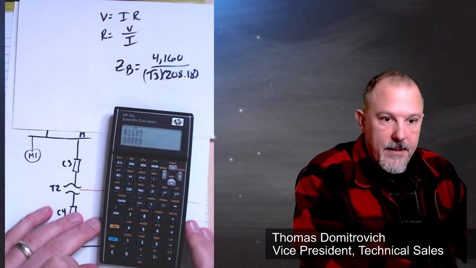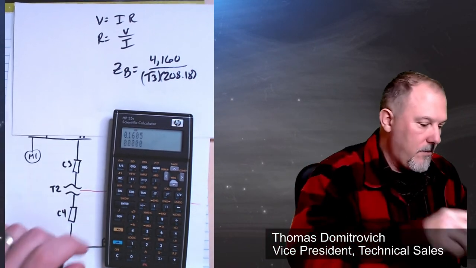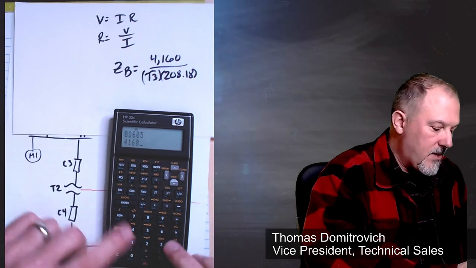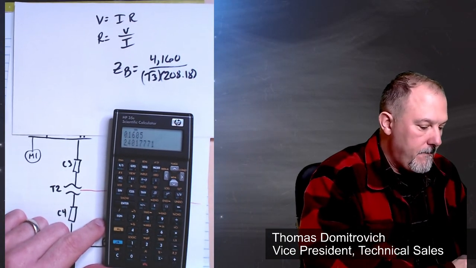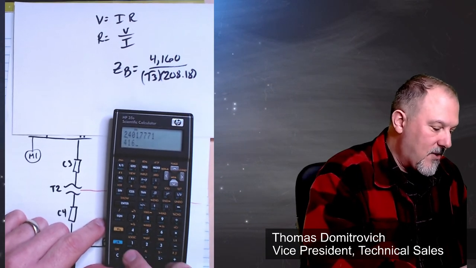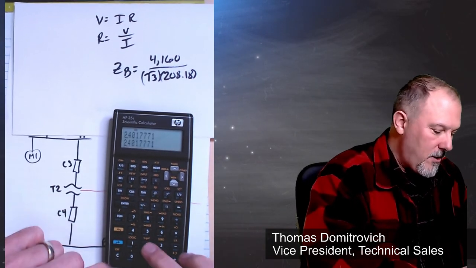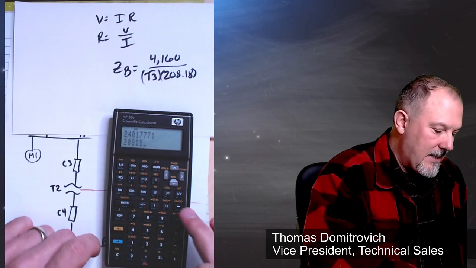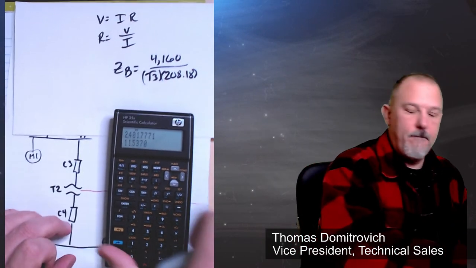And let's do that. And I know all of you are doing this too, right? So 4,160, 3 square root divide, 208.18 divide. That's 11.537.